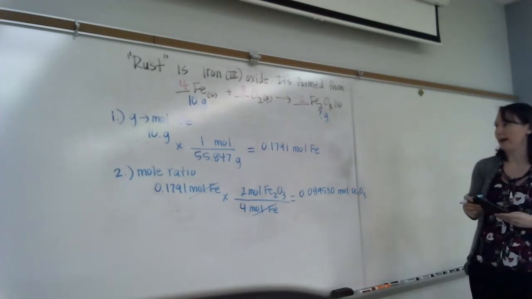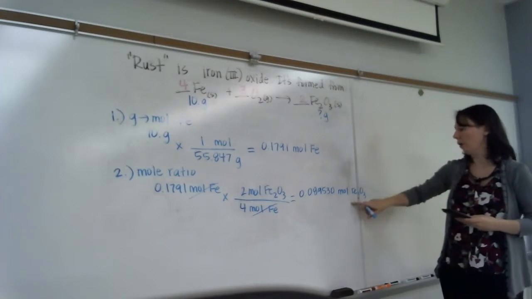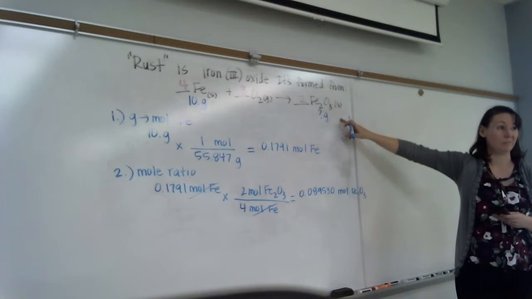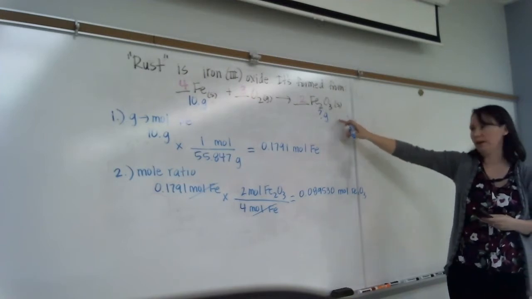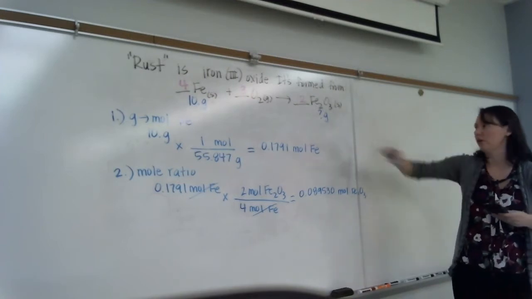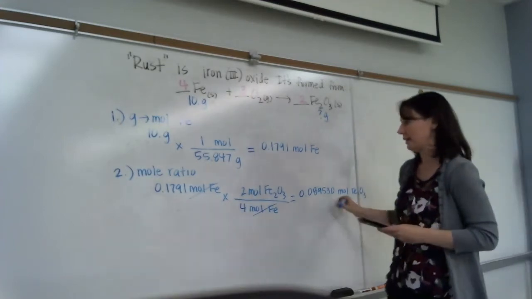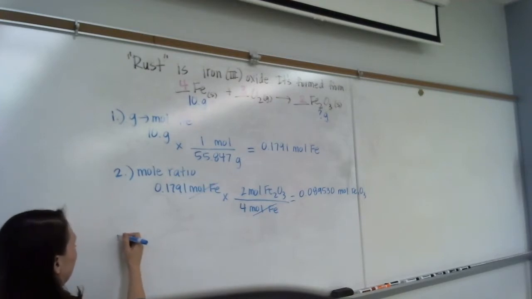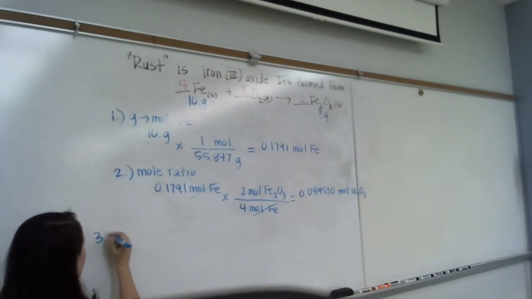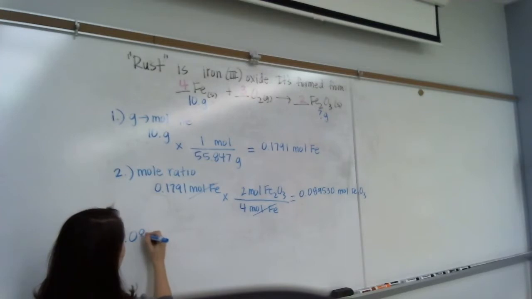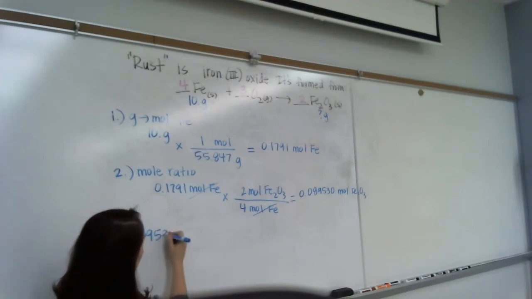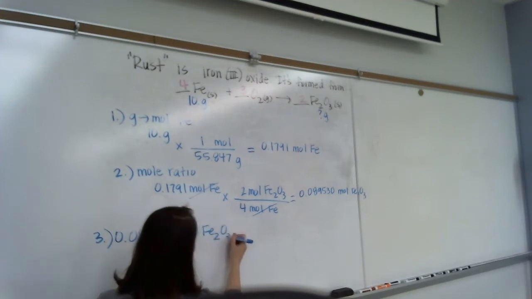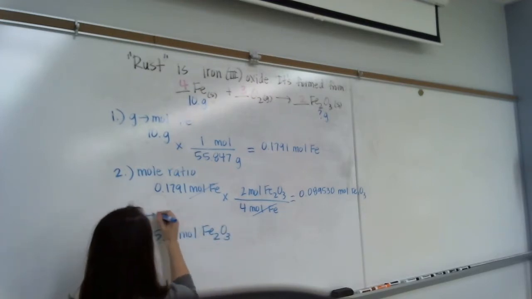And now step 3 asks, okay, but I don't want moles of rust because I don't have a molometer. I can't measure out a mole. But I can measure out grams, right? I could scrape all that rust and put it on my balance and know how many grams that is. So now I'm going to take this answer and convert it back to grams. So that's step 3. 0.089530 moles Fe2O3. So what we're doing here is we're doing moles to grams.